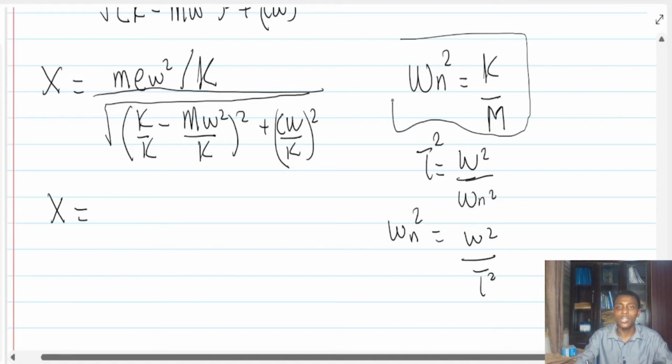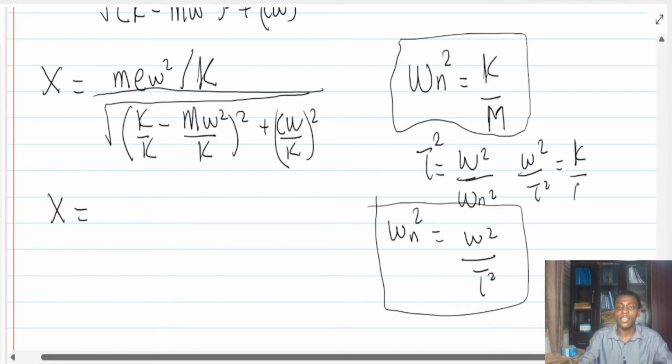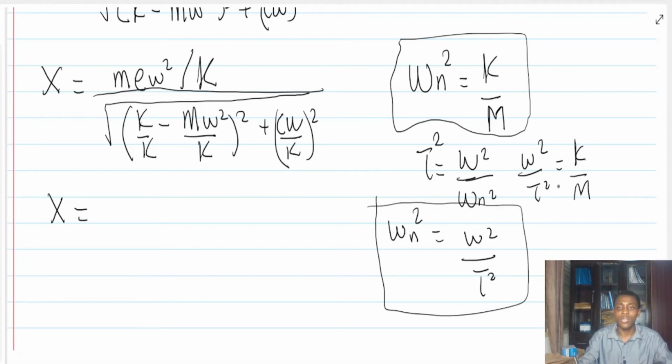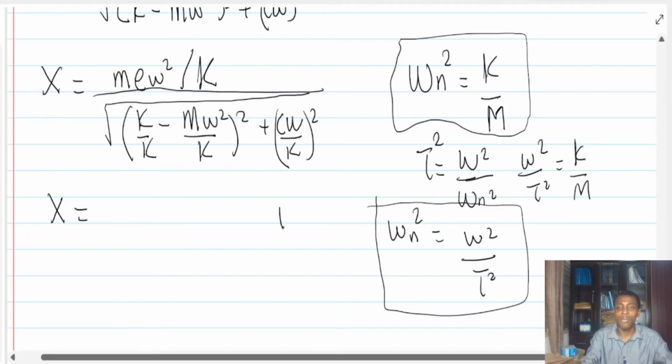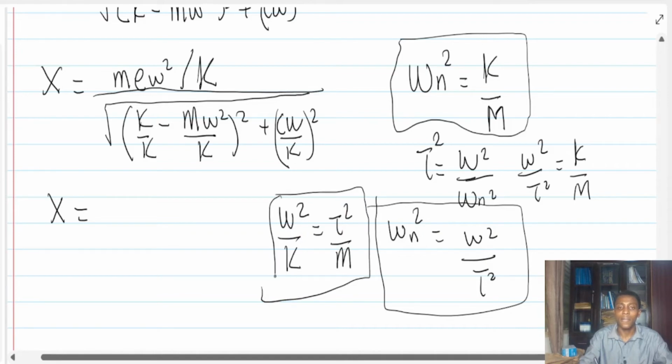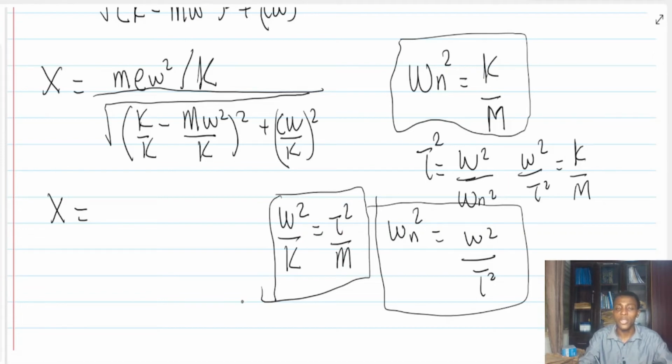So from this equation, and then from this equation, I can say that omega squared over tau squared is the same as K divided by M. So if I have omega squared divided by K, then this quantity is nothing but tau squared divided by big M. And in fact, these are all coming from the forced damped vibrations.